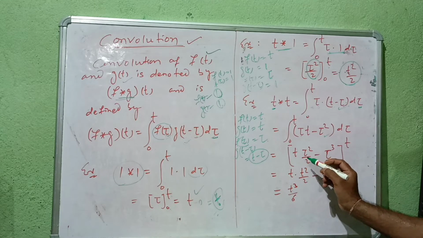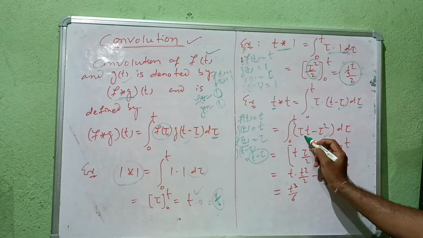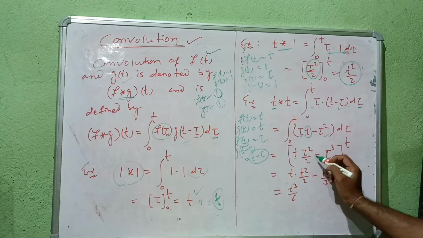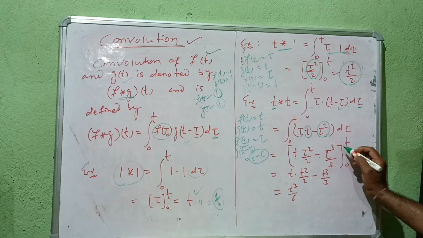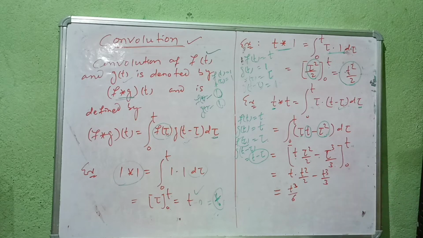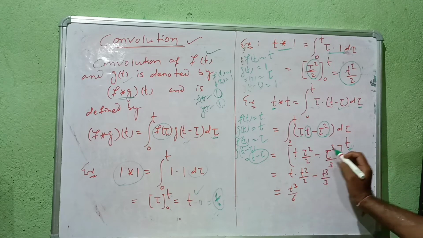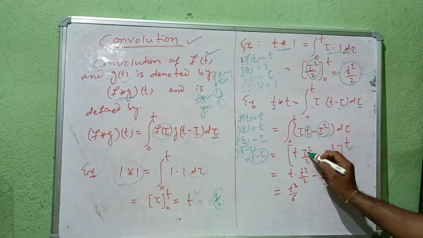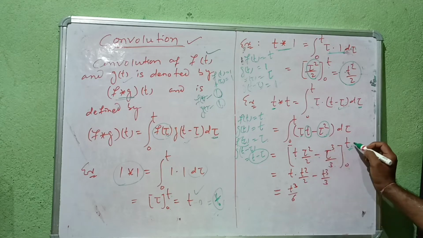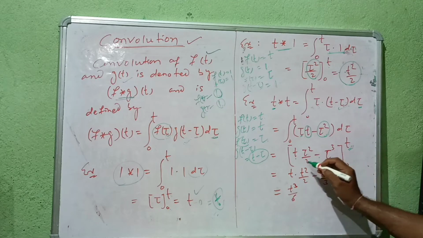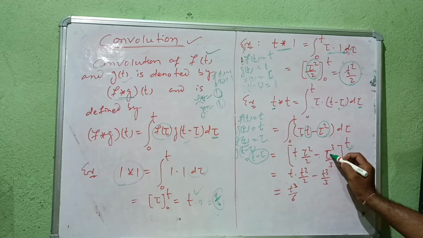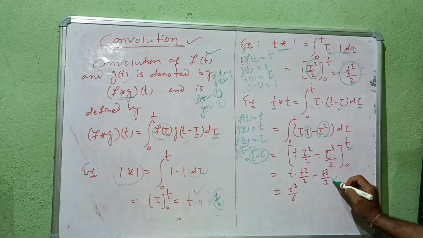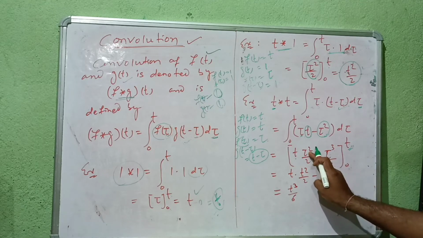Clear? Now what it is? If you integrate it with respect to tau, consider t as constant. So t into integration of tau means tau square by 2 minus integration of tau square again. So it is tau cube by 3 and limit is 0 to t. Limit is 0 to t. So by putting the upper limit, these are the limits of tau only, not t. So in place of tau, we have to put upper limit and lower limit. So t into upper limit, this is t square by 2 minus, again in place of tau, it is t cube by 3. And for lower limit, it is 0, again 0.